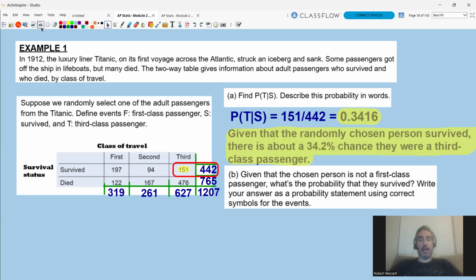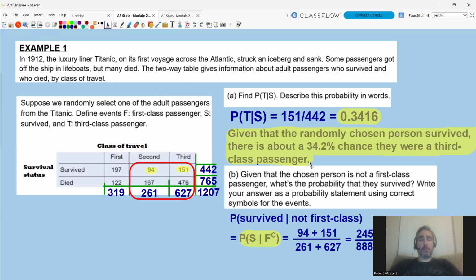I'm going to back up to A again. We were asked to describe the probability in words. So we would say, given that a randomly chosen person survived, there's about a 34.2% chance they were a third class passenger. Now on to part B. Well, first on part B, we want to write it in symbols. So it's the probability that survived given not first class. And we can use the complement symbol, F with a little C, if you'd like. So that's P(S|F^C), the complement of F.